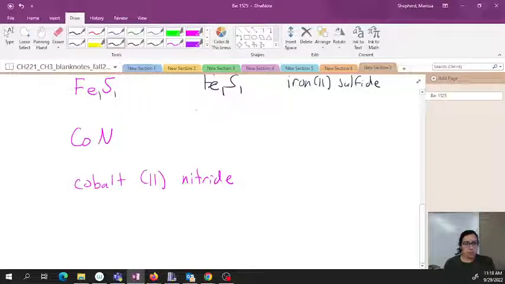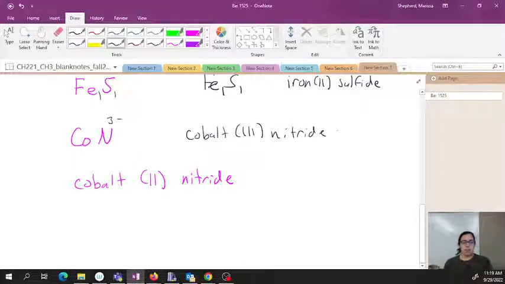And then, so what about this one? What would the oxidation state for cobalt be for this one? So nitrogen is -3, right? Which means it has the acid 3, but it's cobalt 2. Well, these are two separate problems, sorry. So then this would be cobalt 3 nitride. And then I threw this one in there.